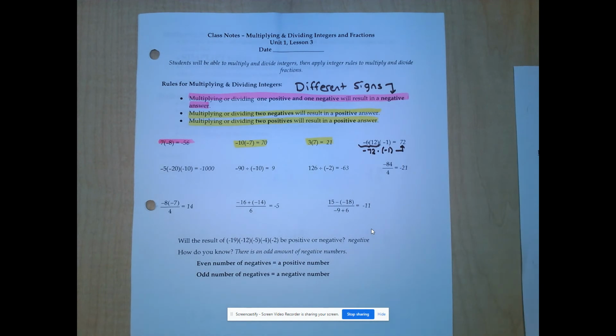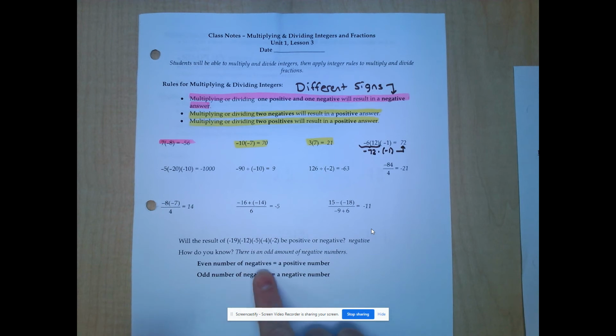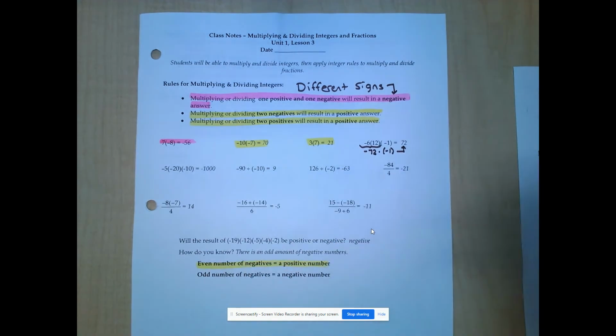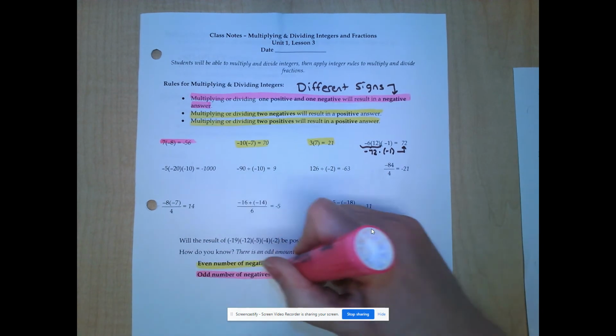You can also look at the bottom of the notes and see where it says even number of negatives. You get a positive number. That's when the signs are the same. Odd amount of negatives, you get a negative answer. That's when your signs are different.